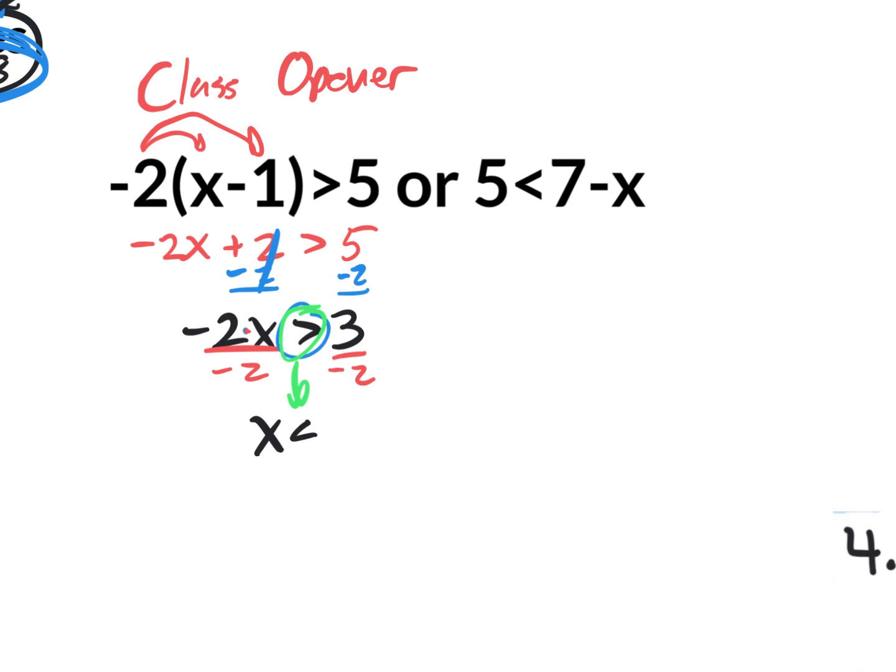It's just a decimal, right? What is 3 divided by -2? It's technically -1.5, okay? So x is less than -1.5 is one answer. Let's go for the other.